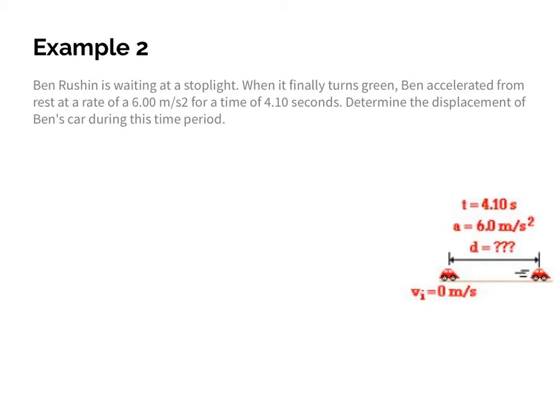All right, so Ben Russian. Hey, what the heck? Ben Russian is waiting at a stoplight, then finally turns green. Ben accelerated from rest at a rate of 6 meters per second squared. Again, 6 meters per second squared. Think of that as meters per second per second, okay? For a time of 4.10 seconds, determine the displacement.